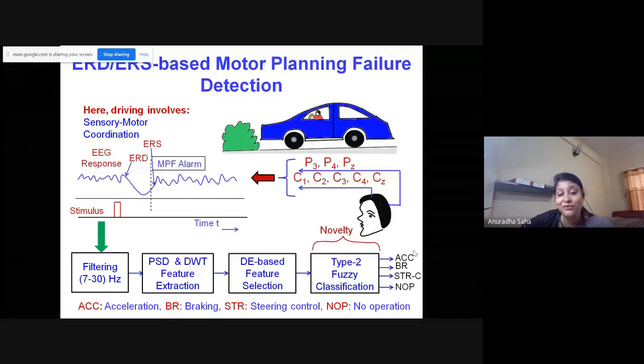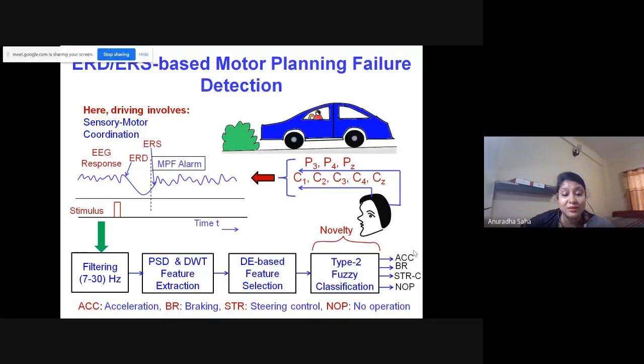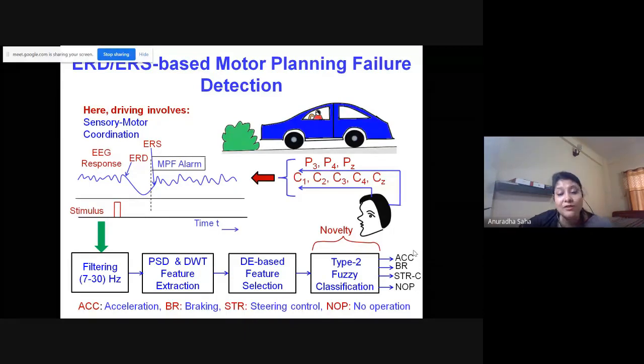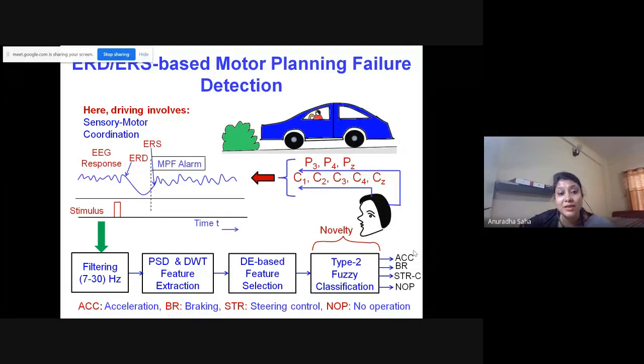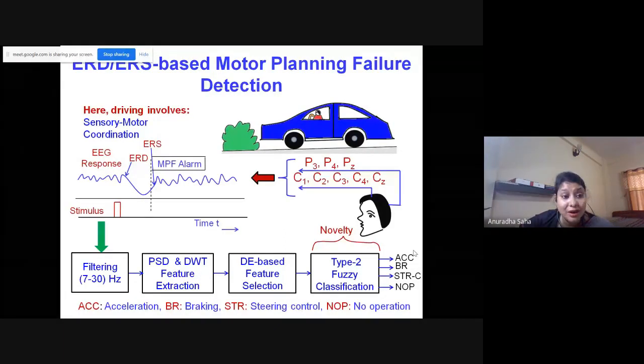If I forget the involvement of the clutch, because we are using a Logitech driving simulator, and in that simulator we do not have a clutch. So we only have options to detect whether the driver has planned to accelerate, press the brake, steer right or steer left, or no operation.